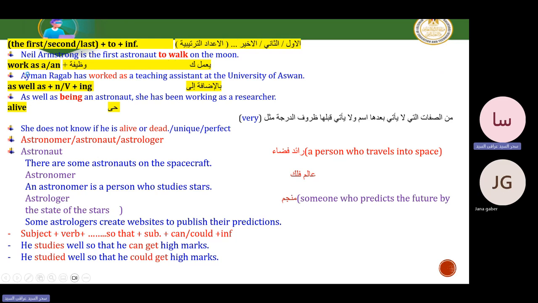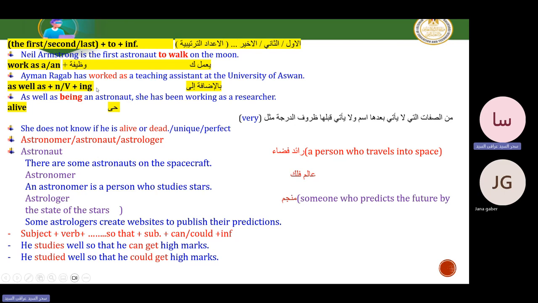Let's move to another point. Work as, followed by a noun or an adjective. Ayman Rakab has worked as a teaching assistant. This is a job at the University of Aswan. What about as well as?